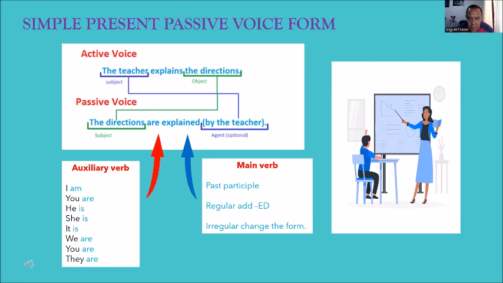We can form affirmative, negative, and interrogative sentences using simple present passive voice. Let's take a look at how to form these different types of sentences.